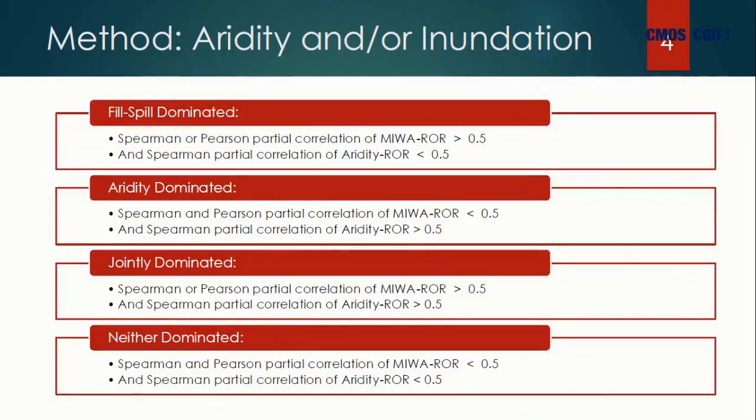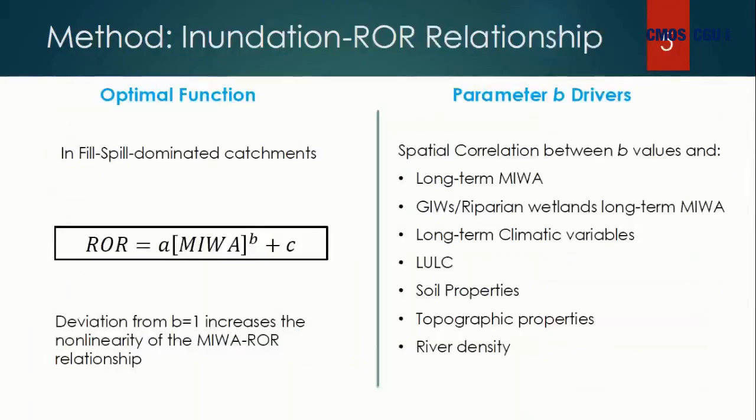Aridity dominated, those where aridity is important. Jointly dominated, those where both of them have partial correlation larger than 0.5, and neither dominated, where neither inundation nor aridity can drive runoff generation in the catchments.